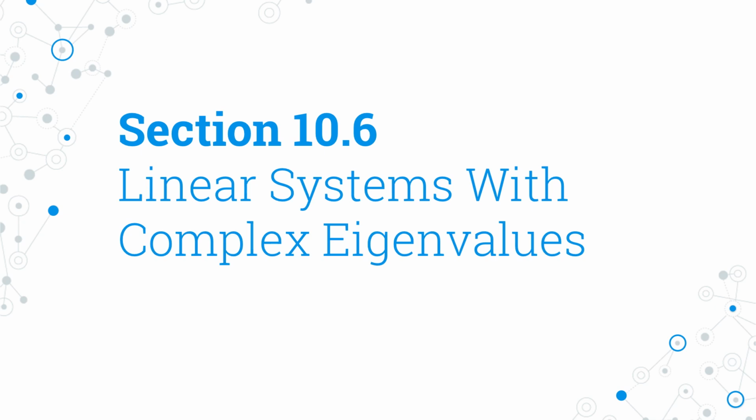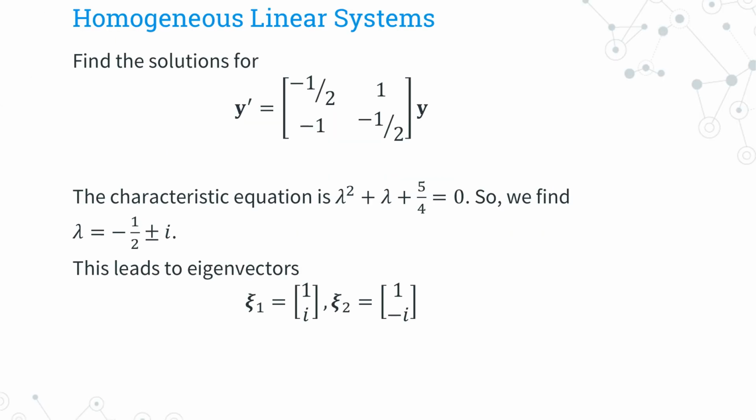In the penultimate section of this chapter, we're going to be looking at linear systems with complex eigenvalues. So far in section 10.4, we looked at solutions to linear systems of ordinary differential equations with distinct real eigenvalues. And we have looked in section 10.5 at linear systems with repeated real eigenvalues. So the only type of system we haven't looked at yet is the one we're looking at in section 10.6, which is our linear systems with complex eigenvalues.